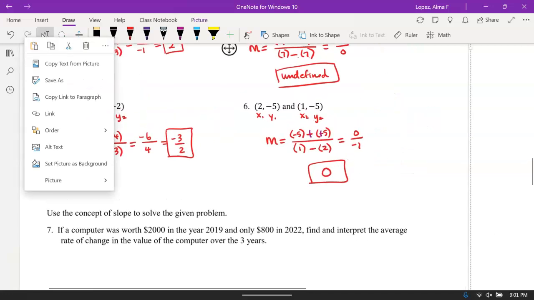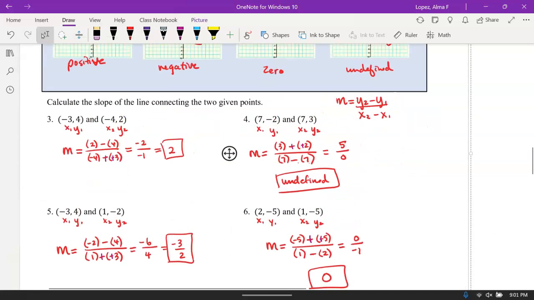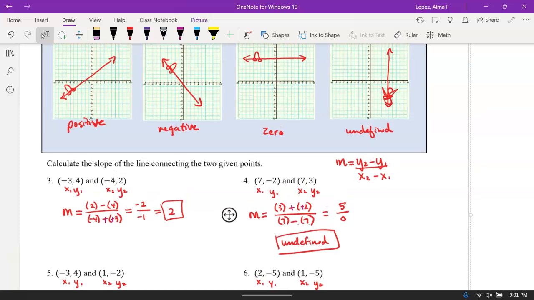Now, interesting thing, and I want to go back to our picture and show you. If you have a 0 slope, it's a horizontal line. If you have an undefined slope, it's a vertical line.